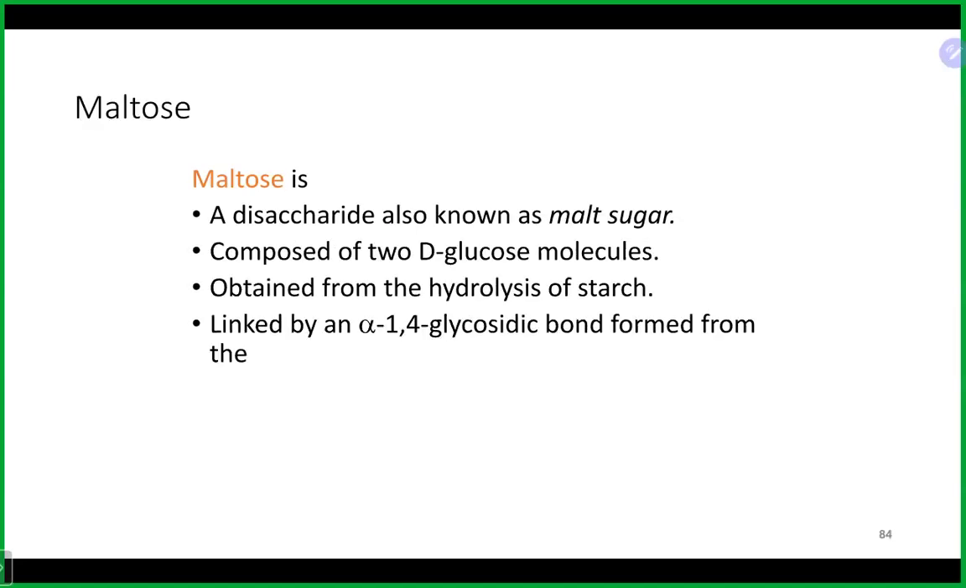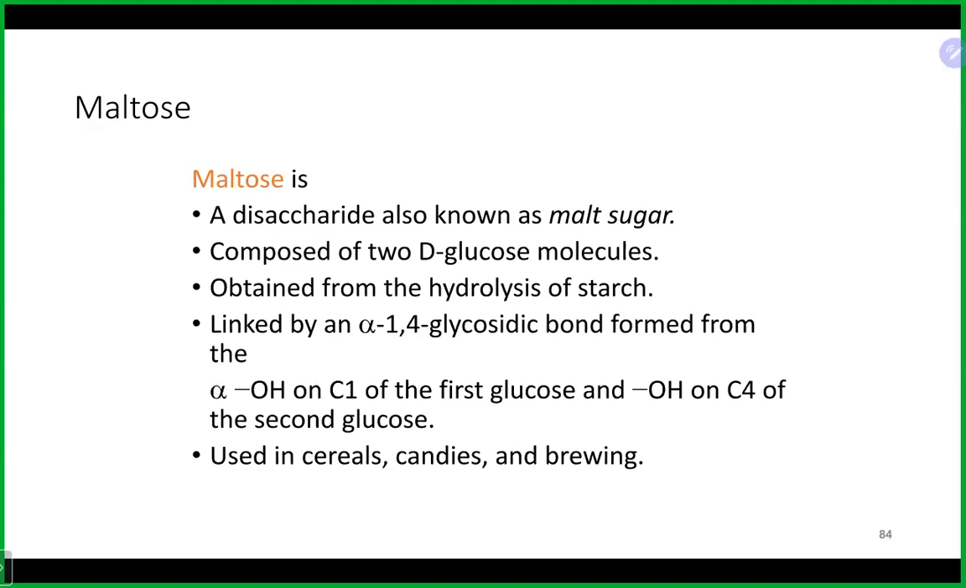First off, we have maltose, a disaccharide known as malt sugar. It is composed of two D-glucose molecules, and it's obtained from the hydrolysis of starch. It is linked by a specific bond, which is referred to as a glycosidic bond. It is what is referred to as an alpha 1,4 glycosidic bond, and we're going to take a look at it in just a second. Basically, it is the linkage between the two carbohydrates, how they hook together when water is removed.